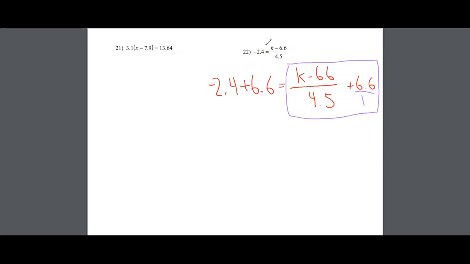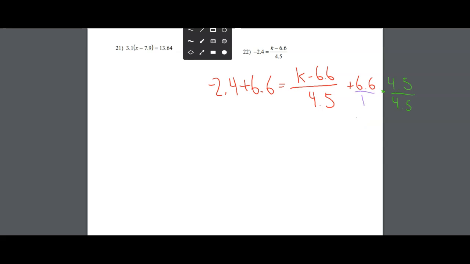Let's go through the algebra here just to show you that it still is possible to get the same answer as before. Let me erase this. So if I need to change this denominator here to 4.5, I'm going to multiply this whole fraction by 4.5 over 4.5. Then I'm going to simplify my entire equation.